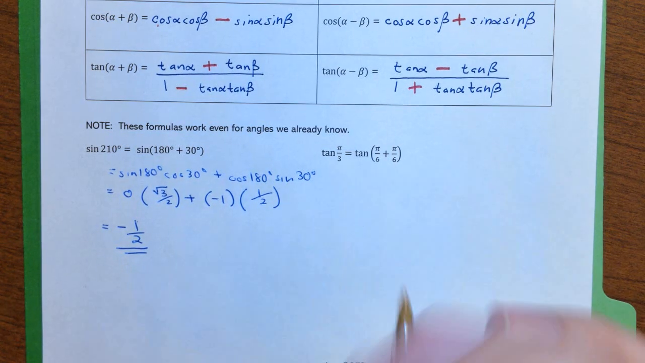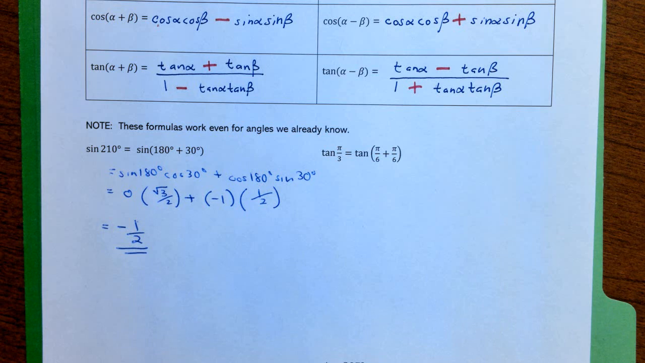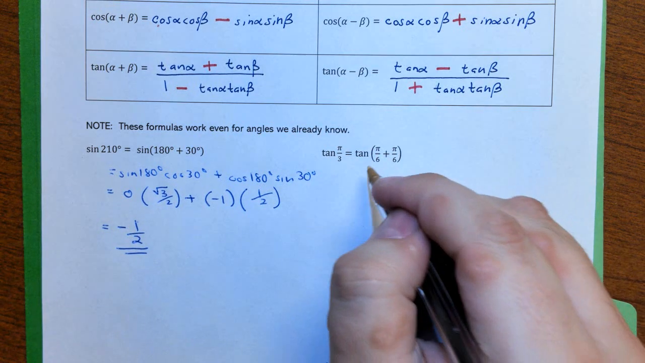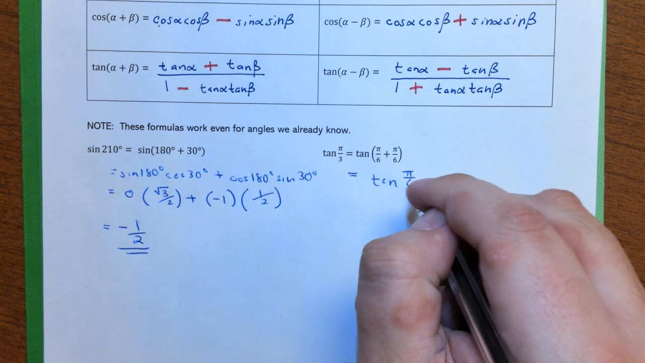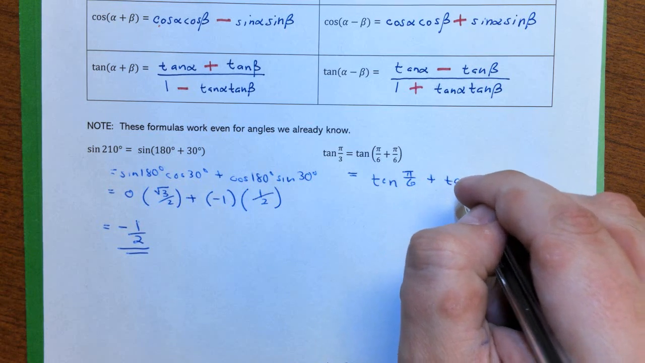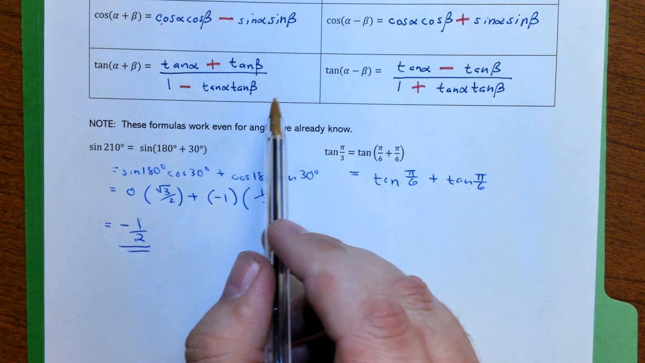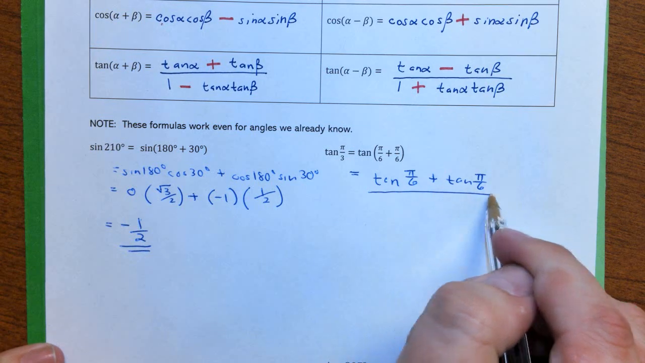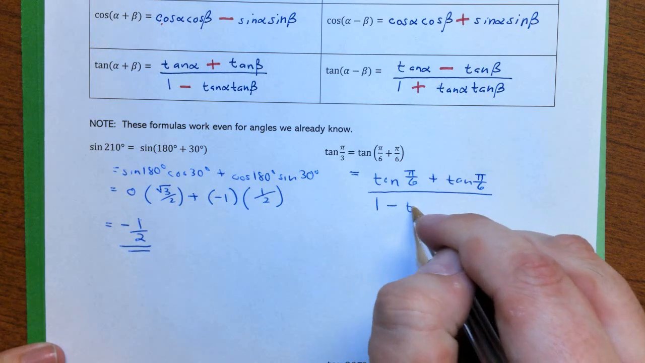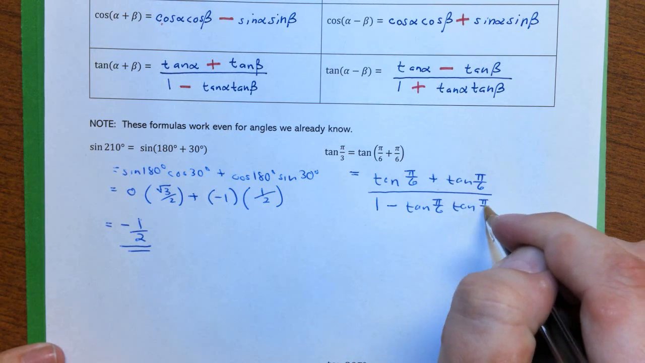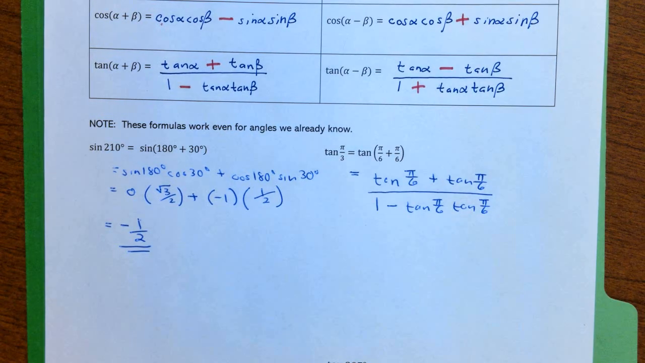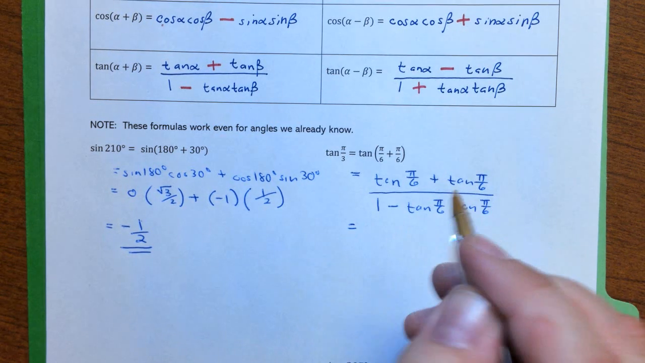So, for example, the tangent of pi over 3. Pi over 3 is pi over 6 plus pi over 6. So if I use my tangent sum formula, this is the tangent of pi over 6 plus the tangent of pi over 6, and again, I'm just looking at the formula right here, over 1 minus the tangent of pi over 6 times the tangent of pi over 6. Okay? Well, tangent of pi over 6, we might recall, is the square root of 3 over 3.